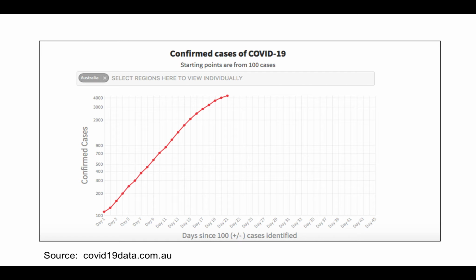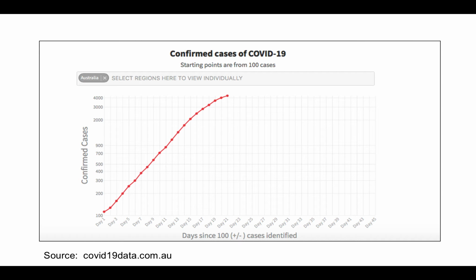Now this chart here is the cumulative data on a logarithmic scale. So we take the log of each daily reading. It starts at day 1, which is about the 10th of March. That's when we reached 100 cases. Now what this chart allows us to do is see whether the slope is increasing or decreasing. And if the slope is decreasing, as it has been for the last few days, that means that the growth rate is getting smaller.